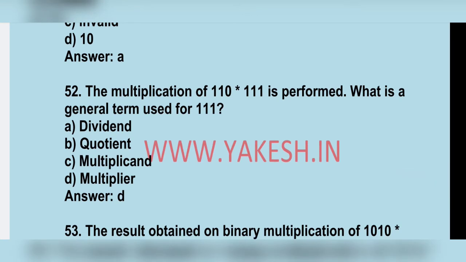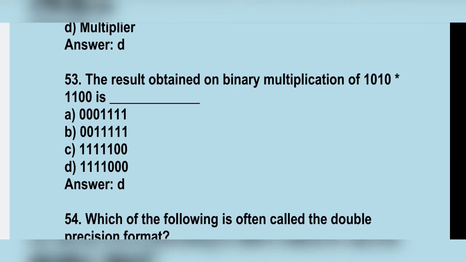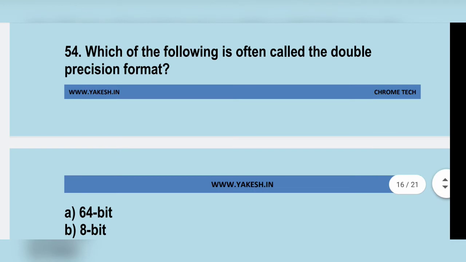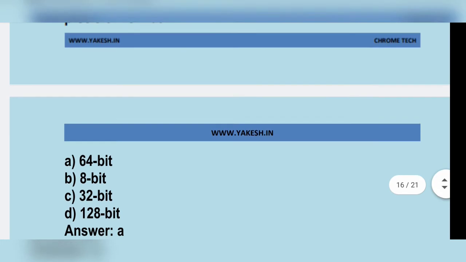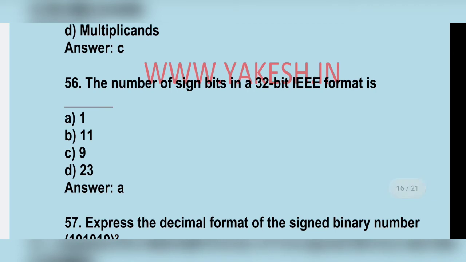The multiplication of 110 into 111 is performed. What is the general term used for 111? Option D, multiplier. The result obtained on binary multiplication of 1010 into 1100 is option D. Which of the following is often called the double precision format? Option A, 64-bit. What do we call the intermediate terms in binary multiplication? Option C, partial products. The number of sign bits in 32-bit IEEE format is option A, 1.